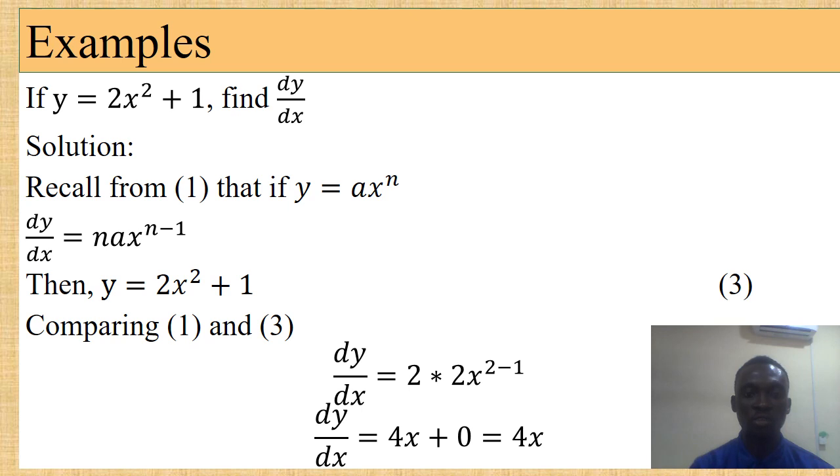So the final answer to that is 4x plus, this one doesn't have x, so it is a constant, and the derivative of a constant is 0. So you have 4x plus 0. Also, for an identity element, if you differentiate x, it will give you 1. So the derivative of 2x squared plus 1 equals 4x.